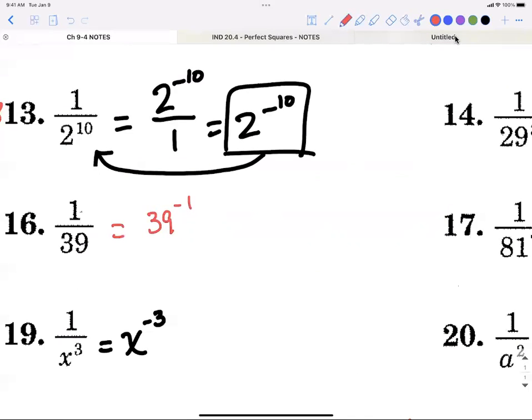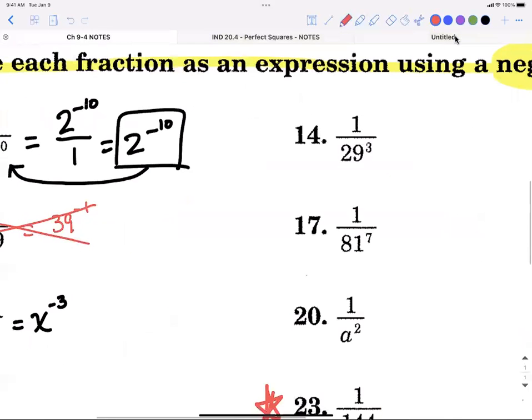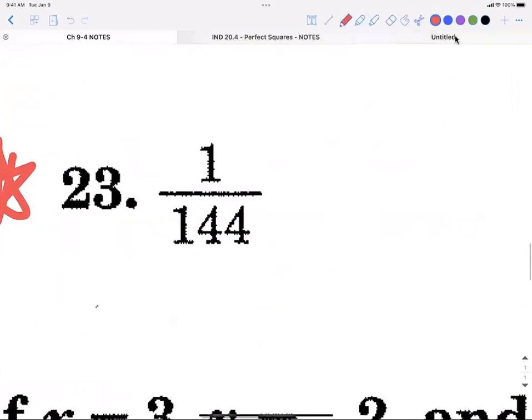There's nothing I can do to 39. It's not a perfect square. It's not a perfect cube. It's not a perfect anything. Okay. So that's why I had that one marked out, because you won't have any like that on your homework. You will only have ones on your homework like this one.